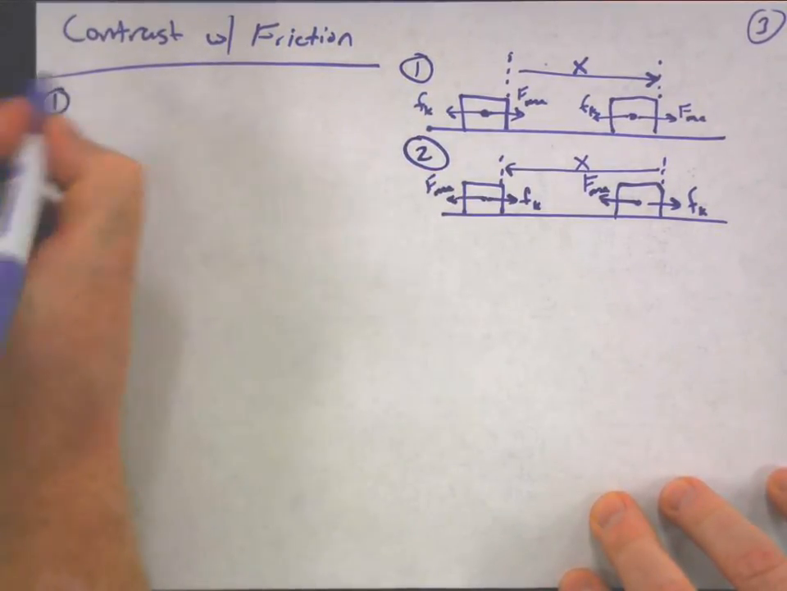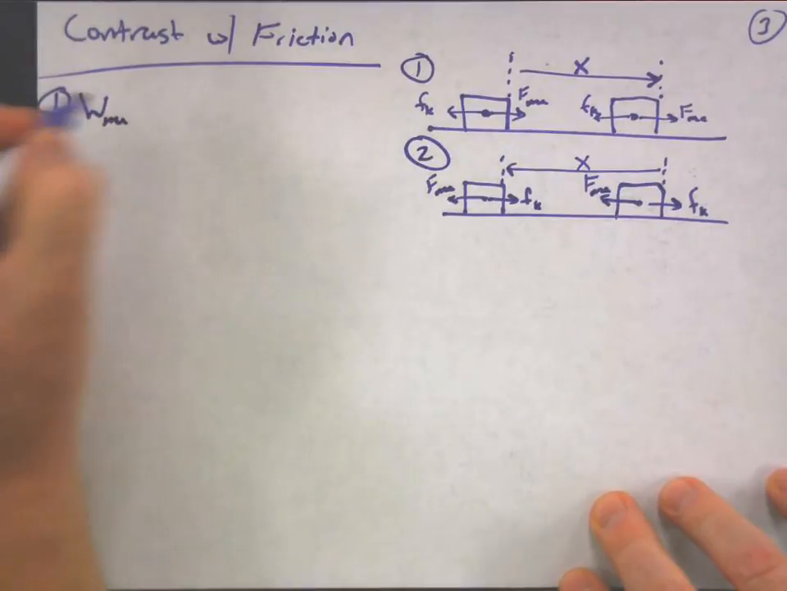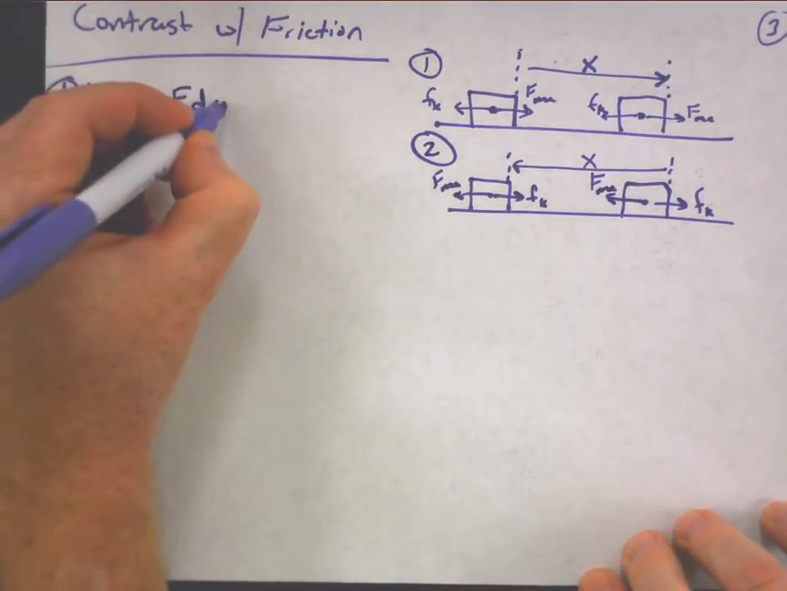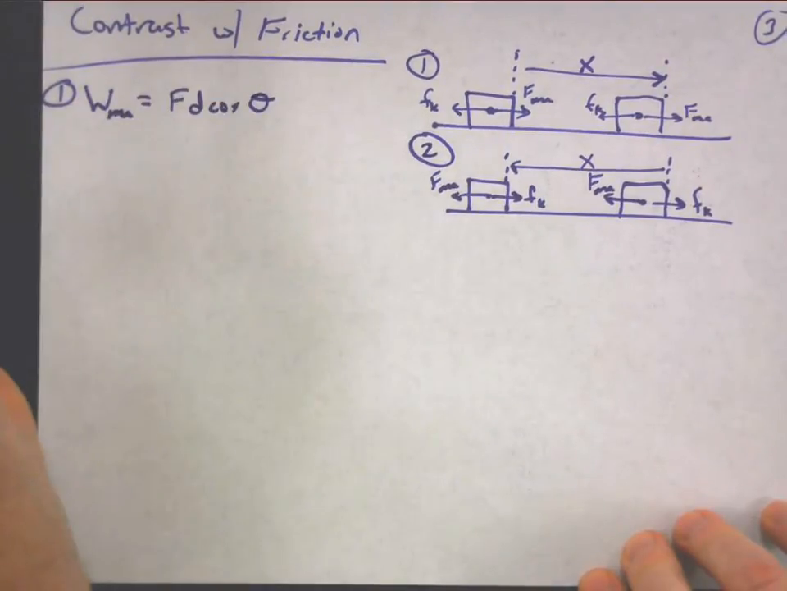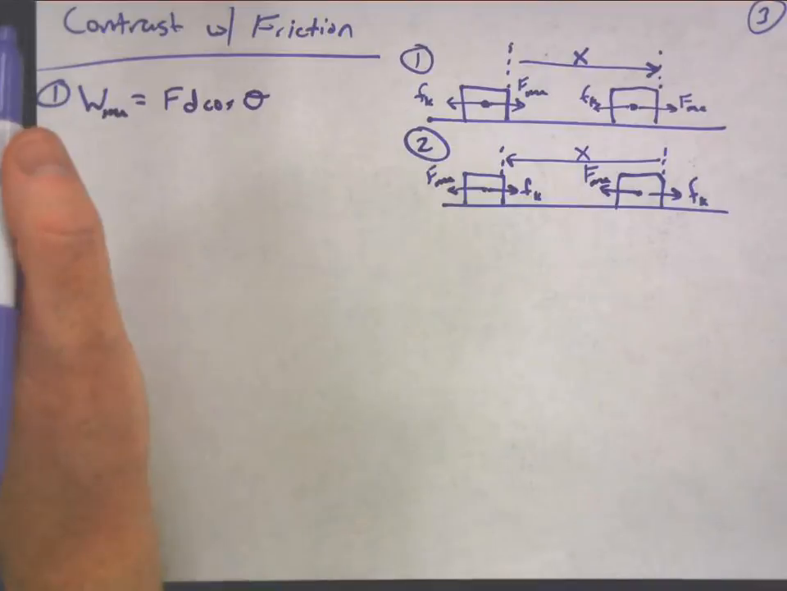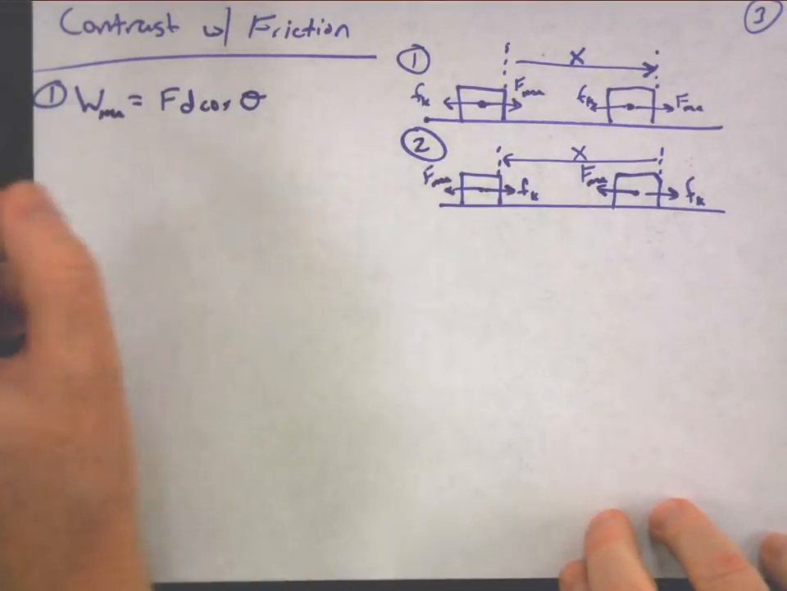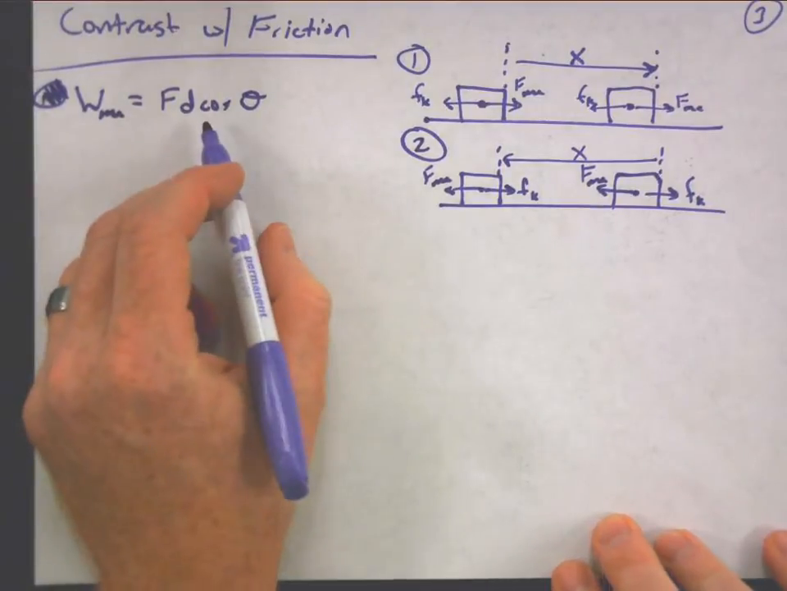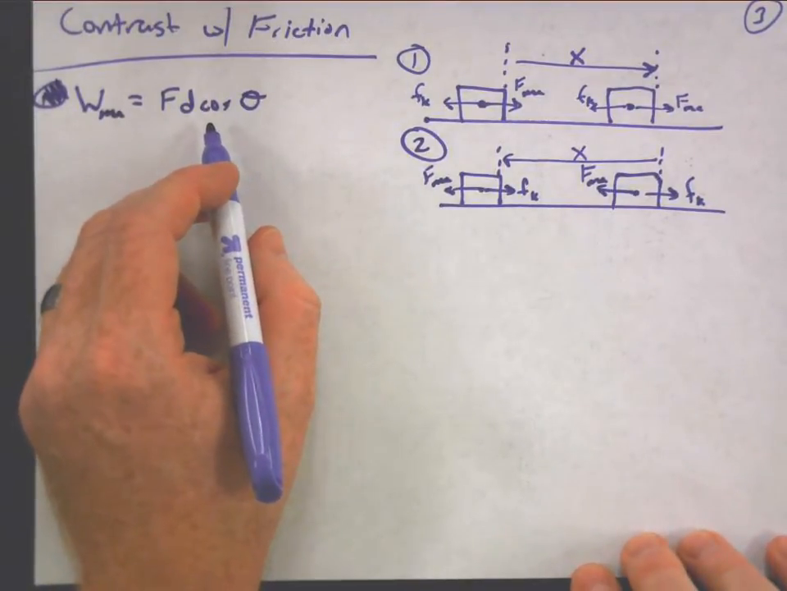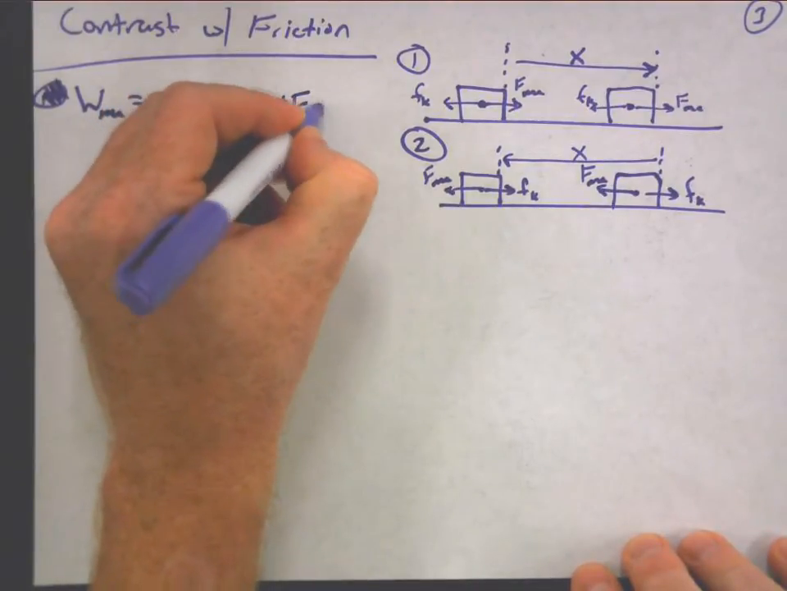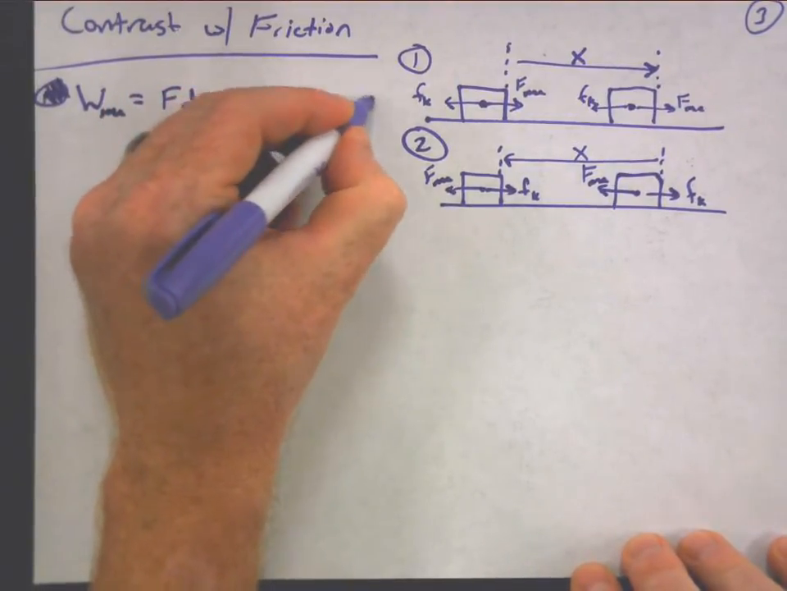So, stage 1, work done by me. What's going on? Well, there's F d cosine theta. And, well, you know what I can probably do? I can probably combine stage 1 and 2 into a single line here. So let me get rid of that, because that's my stage 1 work, and I'm going to add my stage 2 work. That will be F d cosine theta, won't it?